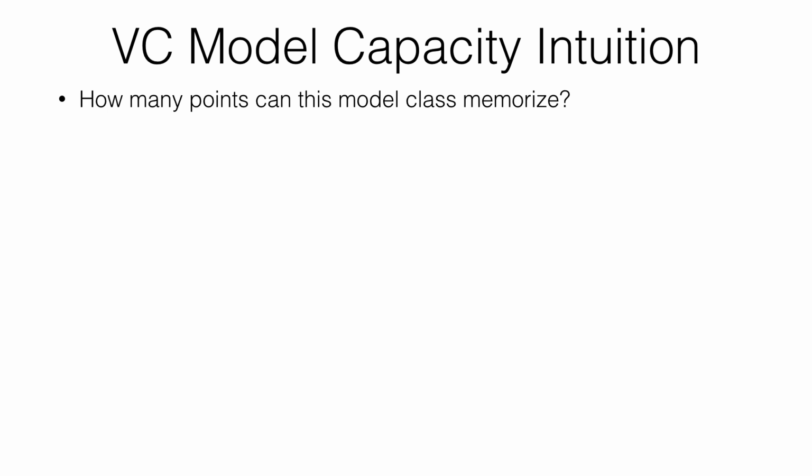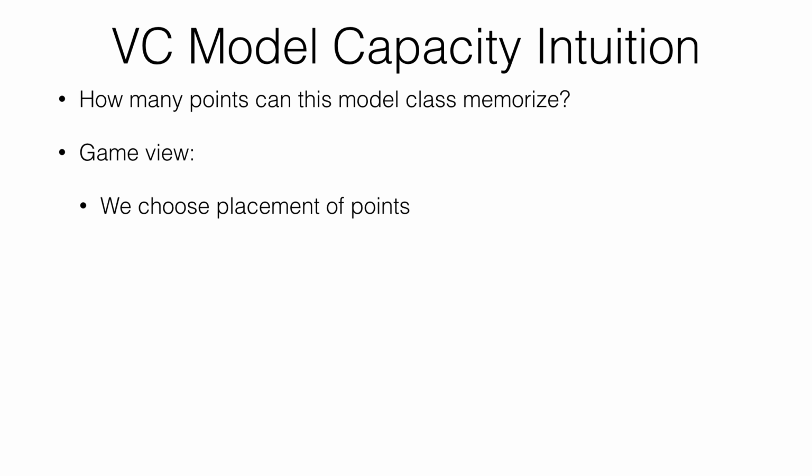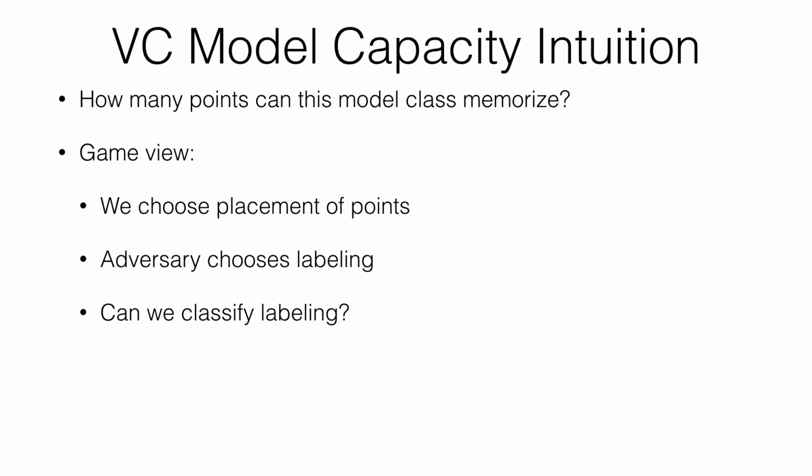Another view of this VC dimension idea is to think of it as a game. The game is where we choose a placement of points, and an adversary chooses a labeling. Then it's our task to use our hypothesis class to classify the labeling. Can we pick a member of our hypothesis class that classifies the labeling the adversary gave us? We get to choose where the points live in our d-dimensional space, but the adversary chooses the labeling that we have to mimic.